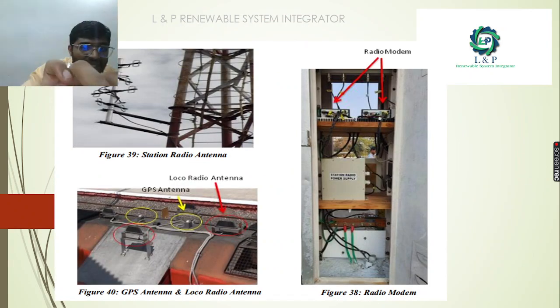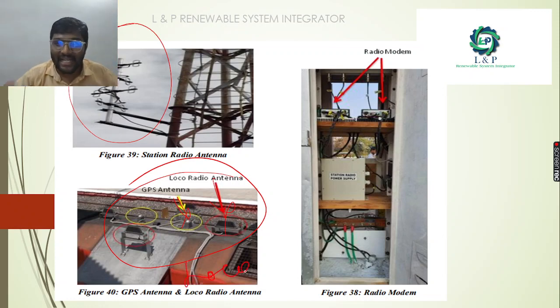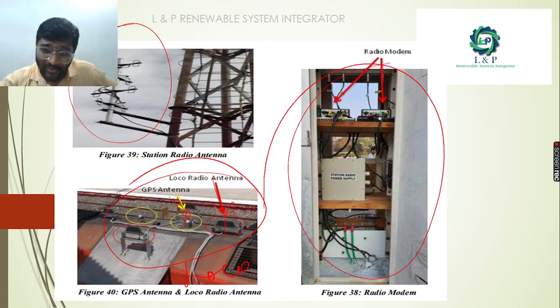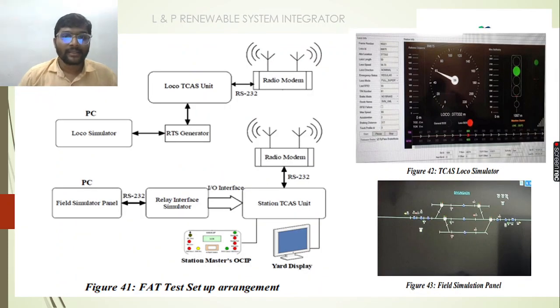As you can see here, we have a station radio antenna, and this is the GPS antenna. This is the loco radio antenna, which will be present on the loco train. And as you can see here, inside the tower we have the radio modems. This will be the power supply required to operate the radio modems. This is how it looks.